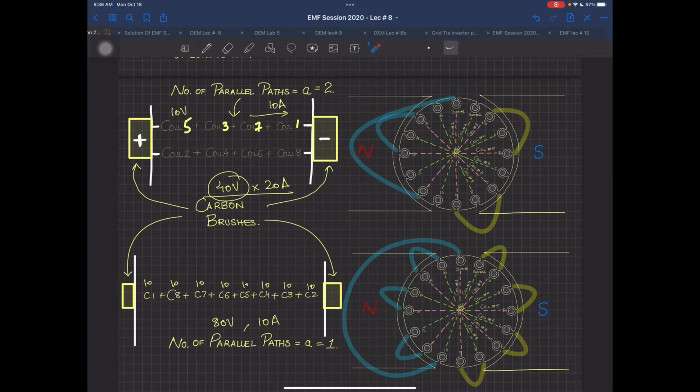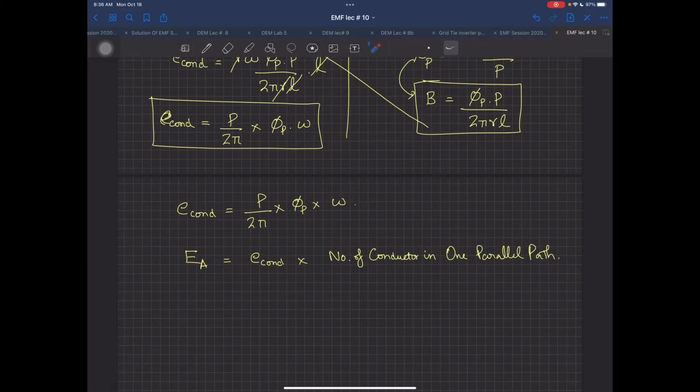So over here, when I am interested in finding out EA, this will be equal to E conductor multiplied by Z divided by A, because I am talking about a generic expression here. If I had number of parallel paths equal to 2, this means that Z conductors would be divided in 2 parallel paths, keeping the symmetry. But here this is Z divided by A. So this means that I will be having EA.